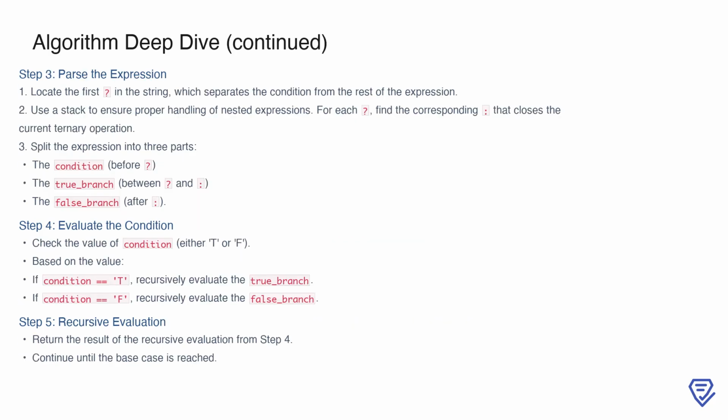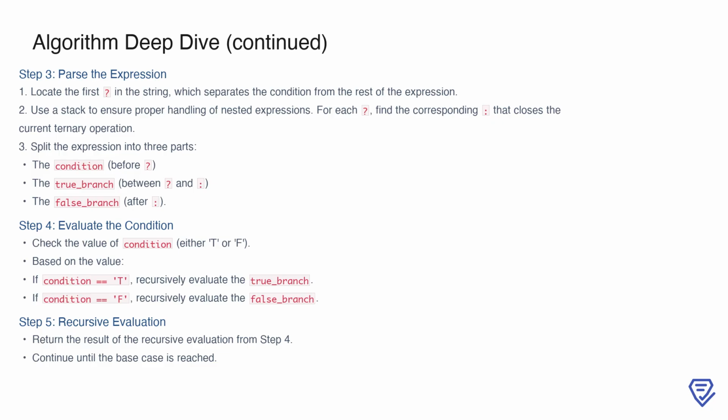Now, we move on to parsing the expression. The first step is to locate the first question mark in the string. This question mark separates the condition from the rest of the ternary expression. Because expressions can be nested, we need a stack to correctly match each question mark with its corresponding colon. By using the stack, we can ensure that we're correctly identifying the boundaries of the current ternary operation, even when nested expressions are involved. Once we've identified the boundaries, we split the expression into three parts: the condition, which is everything before the question mark, the true branch, which is the part between the question mark and the colon, and the false branch, which is everything after the colon.